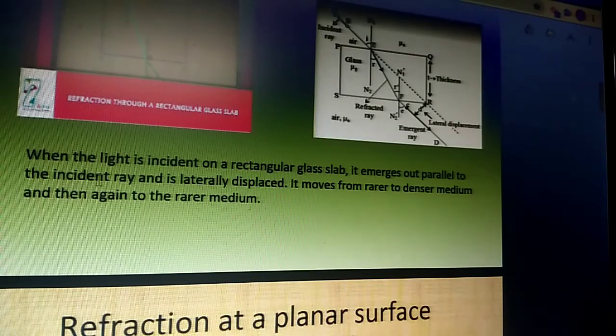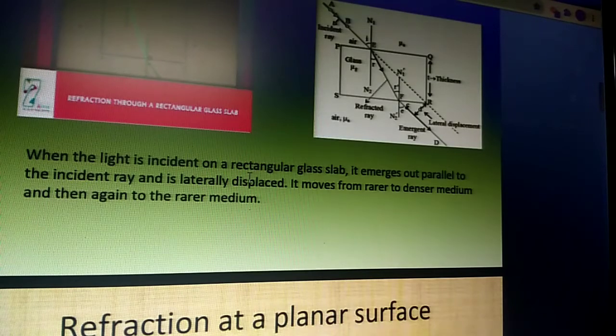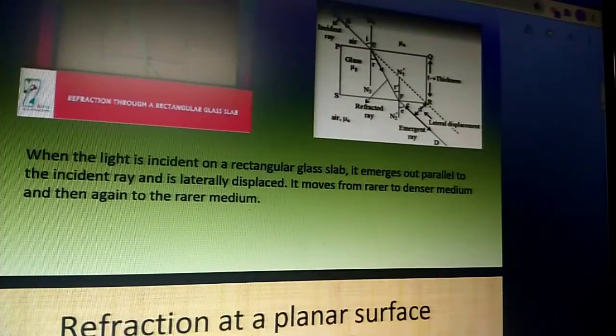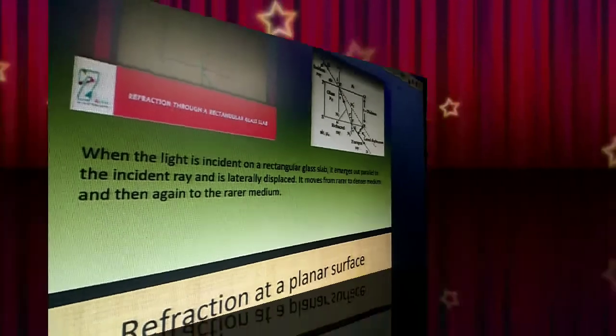Now, whenever a light ray is incident on a rectangular glass slab, it emerges out parallel to the incident ray and is laterally displaced. It moves from a rarer to a denser medium and then again to the rarer medium. Angle i is equal to angle e and angle r is equal to angle r dash, and always the angle of refraction is less than angle i.